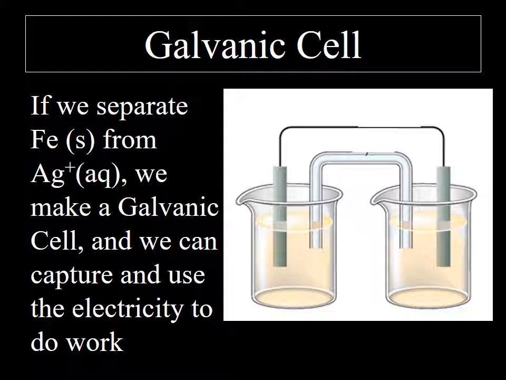So this is a schematic of the galvanic cell. We're separating the iron from the Ag plus solution, and it allows us to capture those electrons and use the electricity to do work. So what you're going to be doing in the inquiry sheet is figuring out what this cell is, how it's constructed, what are all the parts. You're going to be labeling everything. You're going to be figuring out how does all of this work.